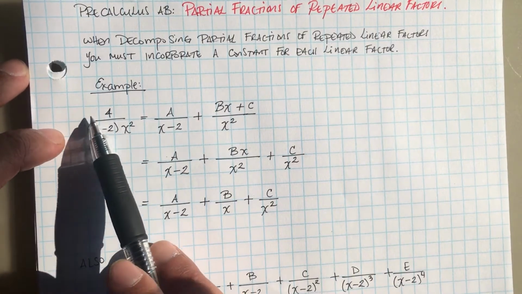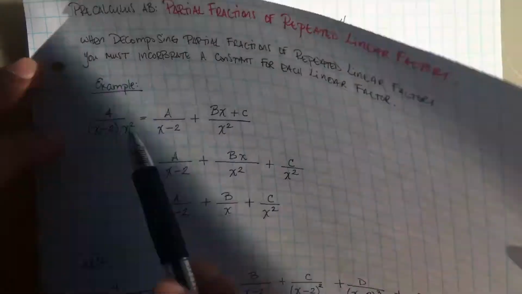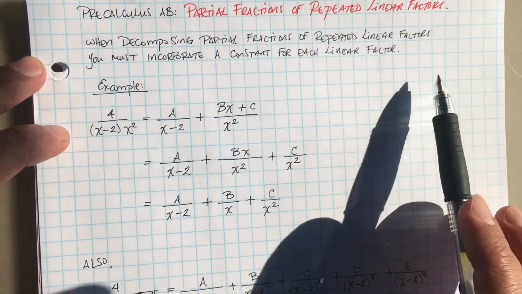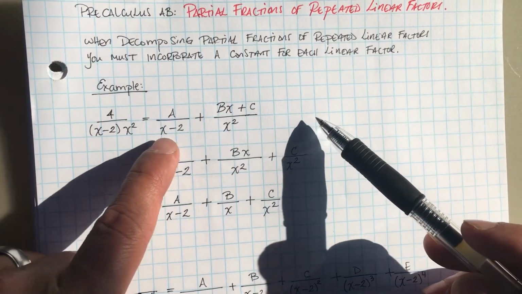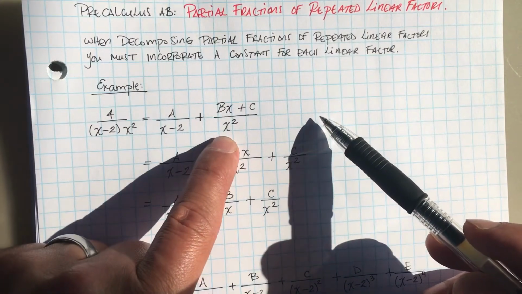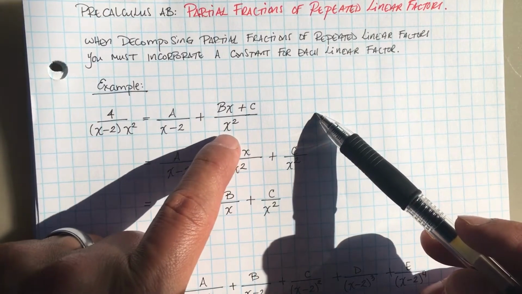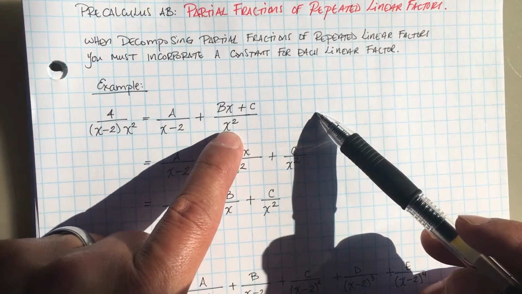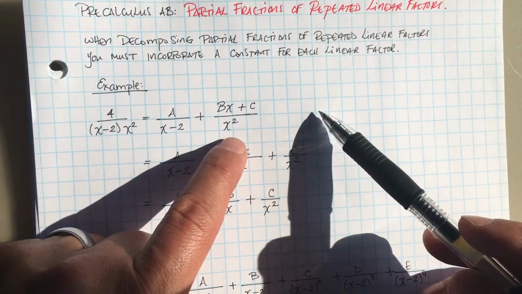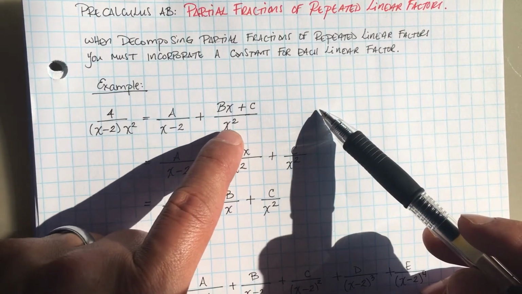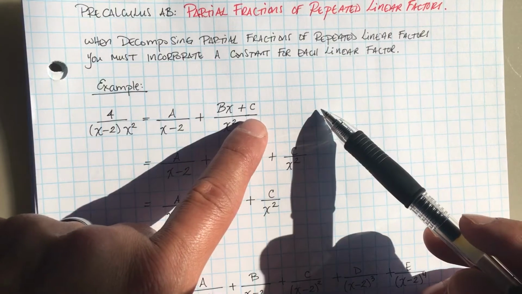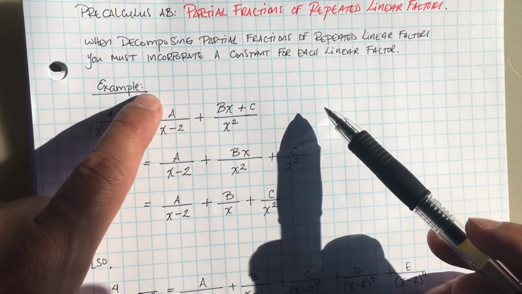So let me see if I can give you a pretty good explanation here. You see how we have this rational expression right here? When we try to decompose it, we have the x minus 2, and then we have the x squared. Remember we said that the degree on the top has to be 1 less than the denominator. Because this is a quadratic, you actually have bx plus c. This is a linear, and this is a constant.